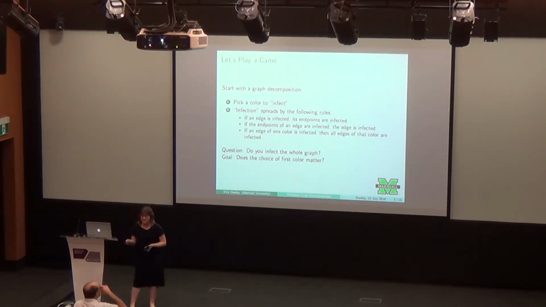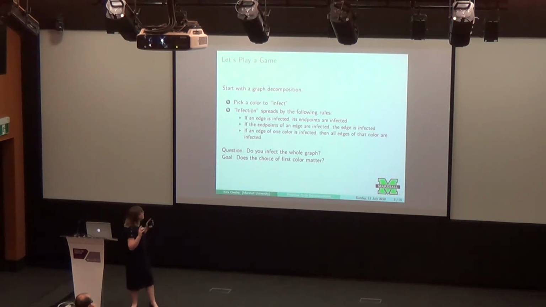So now that we have a graph decomposition, let's play a little game. We start with our graph decomposition, any that we've chosen, and we pick an initial color to infect. And then the infection spreads by the rules that are shown on the slide. If an edge is infected, its endpoints become infected as well. If the endpoints of an edge are infected, then the edge between those 2 endpoints is infected. And if an edge of one color is infected, then all of the edges of that color become infected.